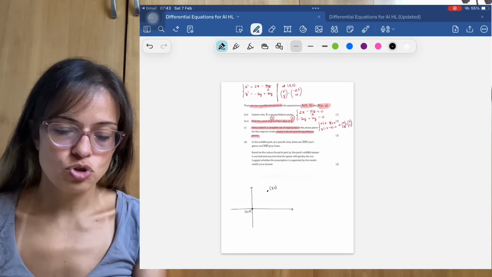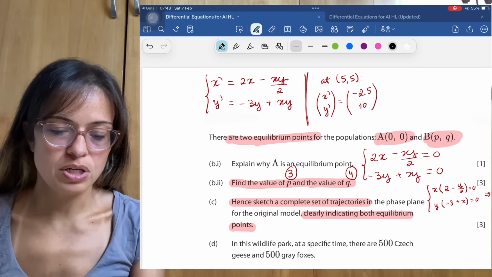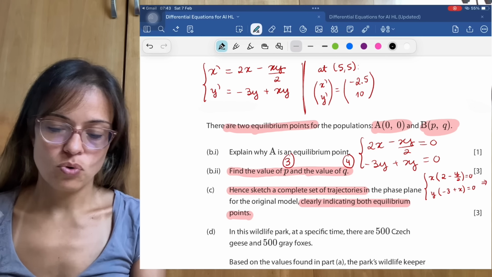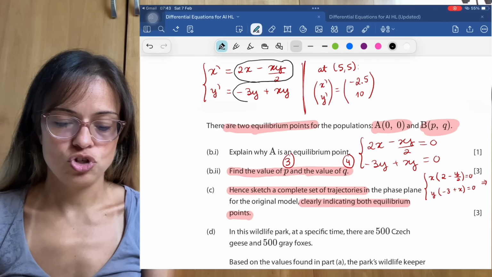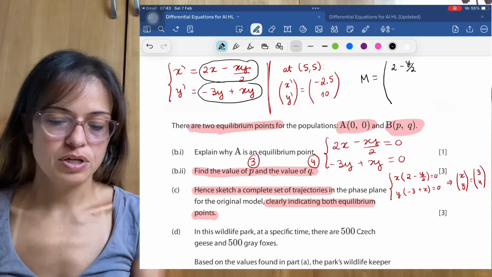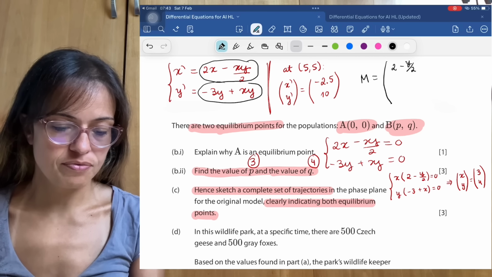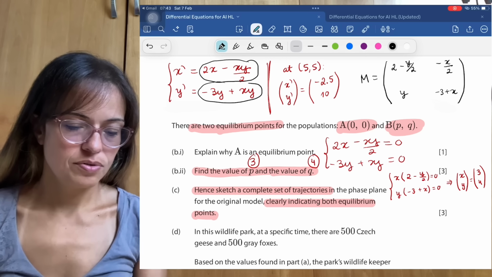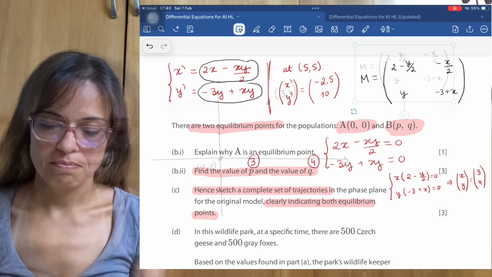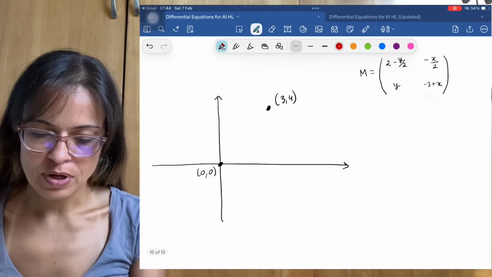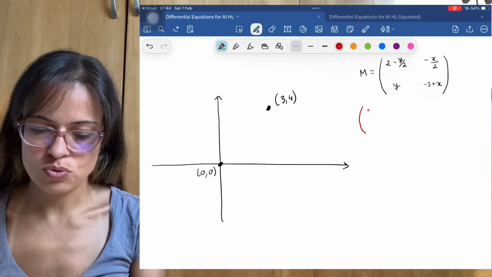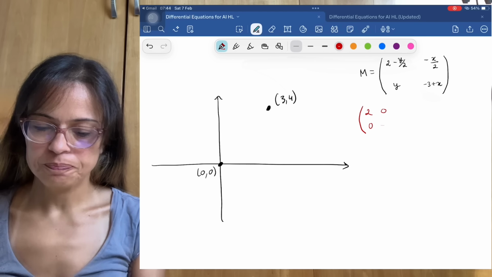But in order to do the trajectories, we are going to need the matrix for both points. So this is F, this is G. The matrix is made up of the derivatives. This is df/dx. And these are the derivatives of g. Now let's do it for both points. For (0, 0), I am getting the matrix 2, 0, 0, negative 3.